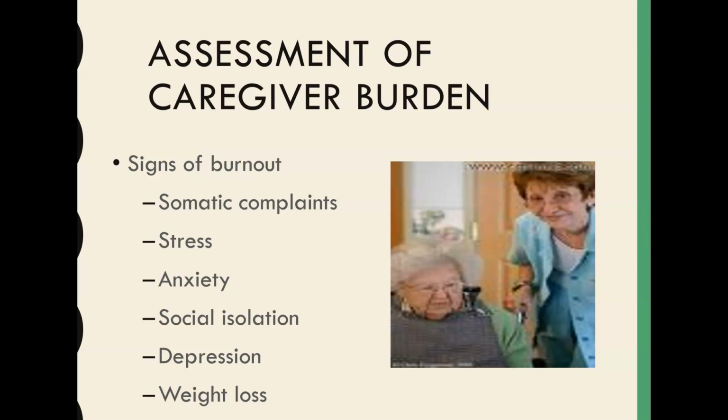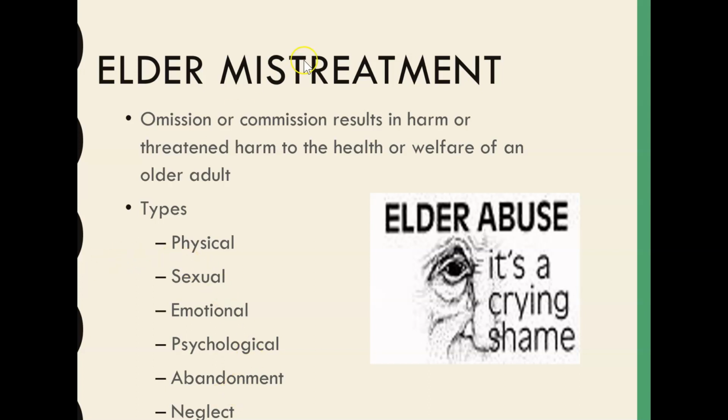They can be depressed and they can suffer from weight loss. You want to look at things like elder mistreatment in the home, omission or commission that results in harm or threatened harm to the health or welfare of an older adult. What that means is that they're either doing something or not doing something that could result in harm to the older person.